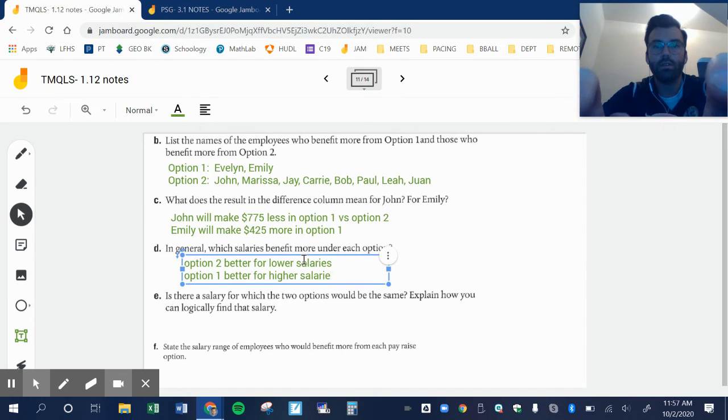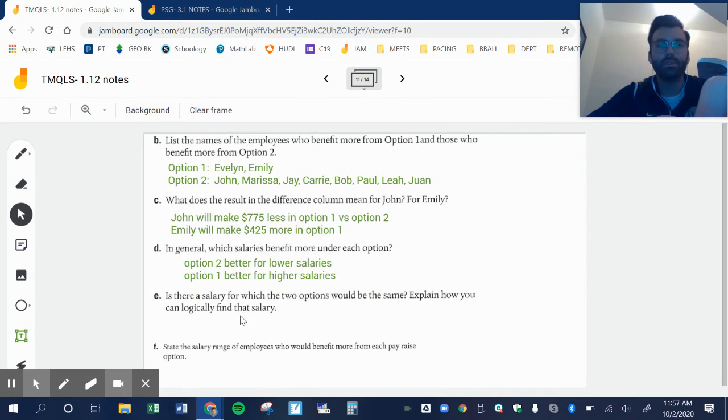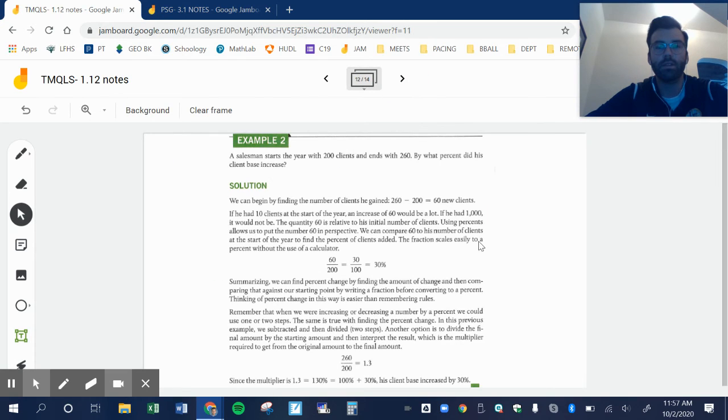And the next 2, is there a way for these to be the same? Yeah, there will be a way for that to happen. State the range. Okay, we're good. That's enough about that. All right, we got to keep moving.